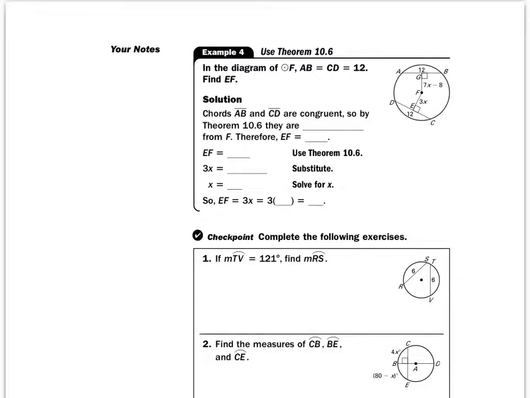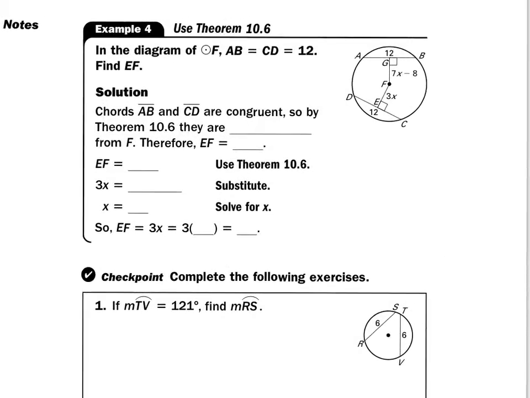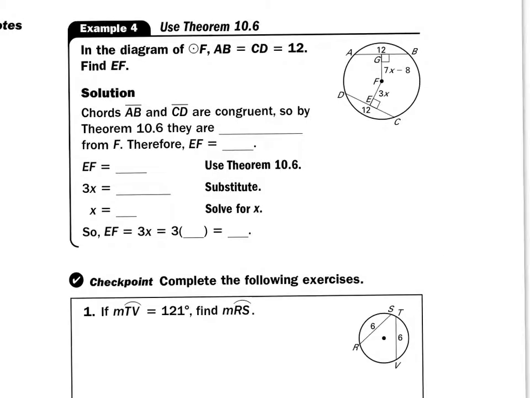Theorem 10.6. In the diagram of circle F, AB equals CD equals 12. Chords AB and CD are congruent. So by theorem 10.6, they are equidistant to F. Therefore, EF equals GF.